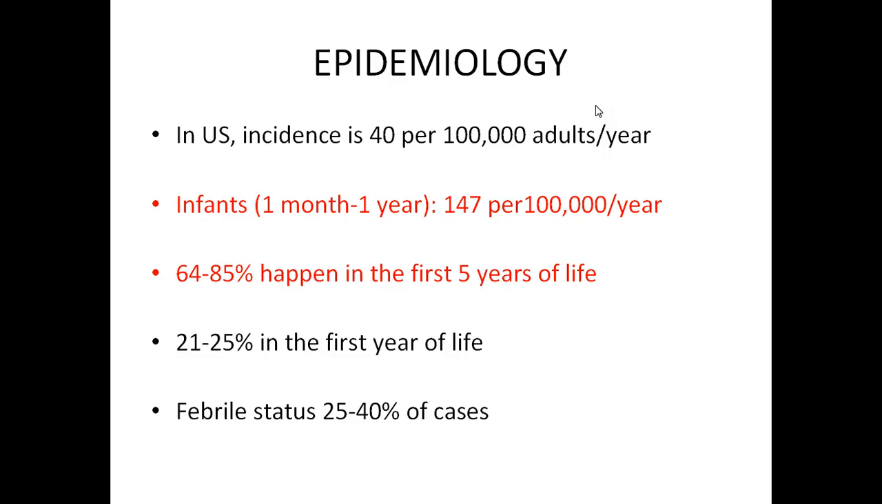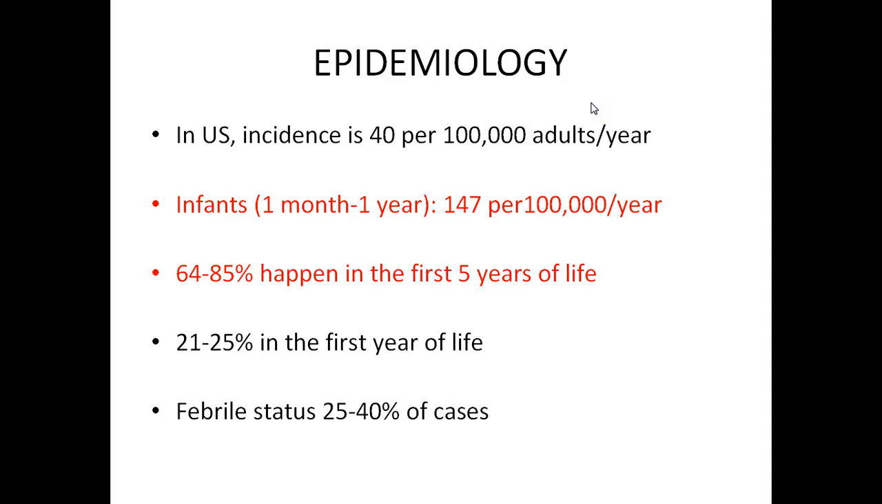So why is it important to know about status epilepticus? We discuss some epidemiological data, which shows that it is a common condition. Here is the data from the US, which shows that in the adult population, status epilepticus occurs at 40 per 1 lakh adults per year. And why it is important for pediatric patients, because a large number of status epilepticus cases occur in the pediatric age group. If we compare, it is 5 times that of the adult population.